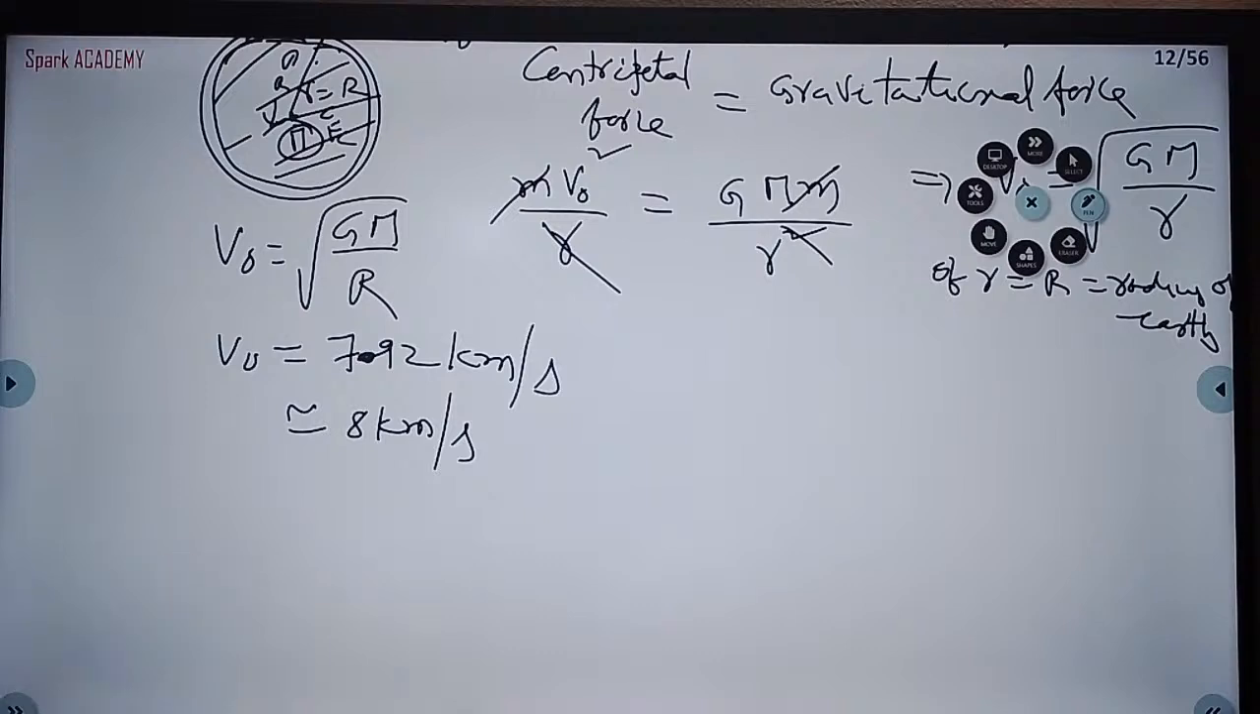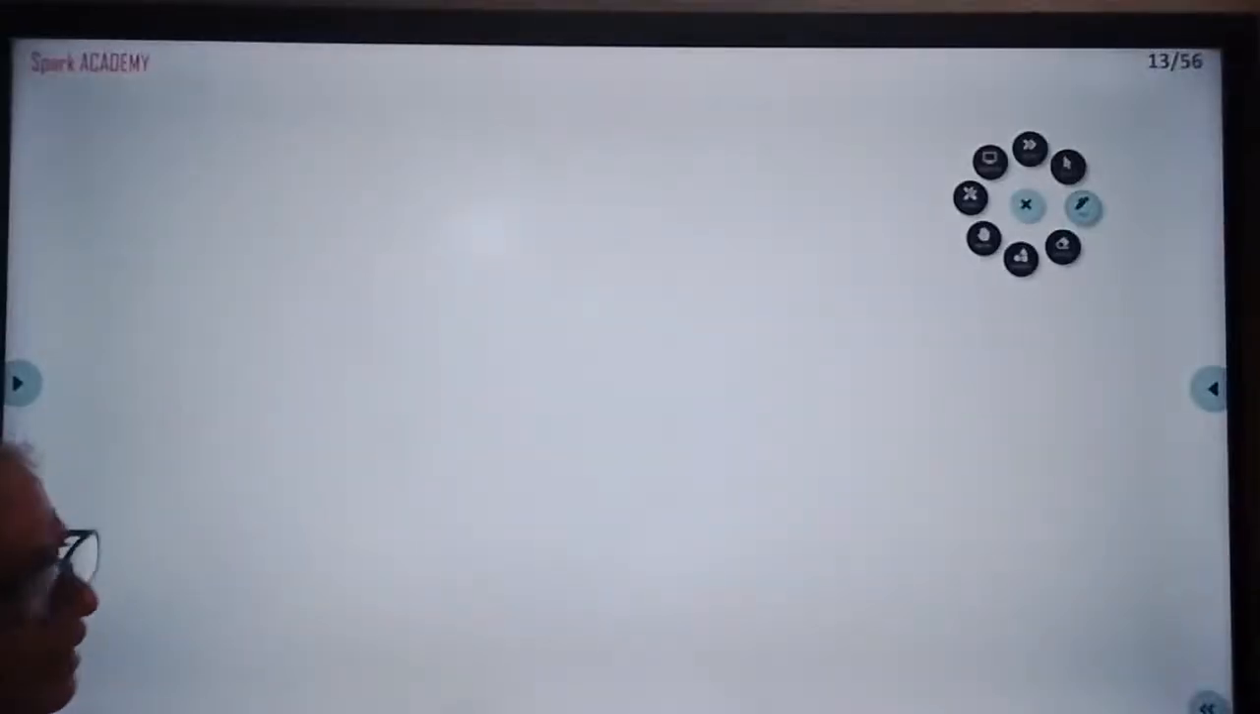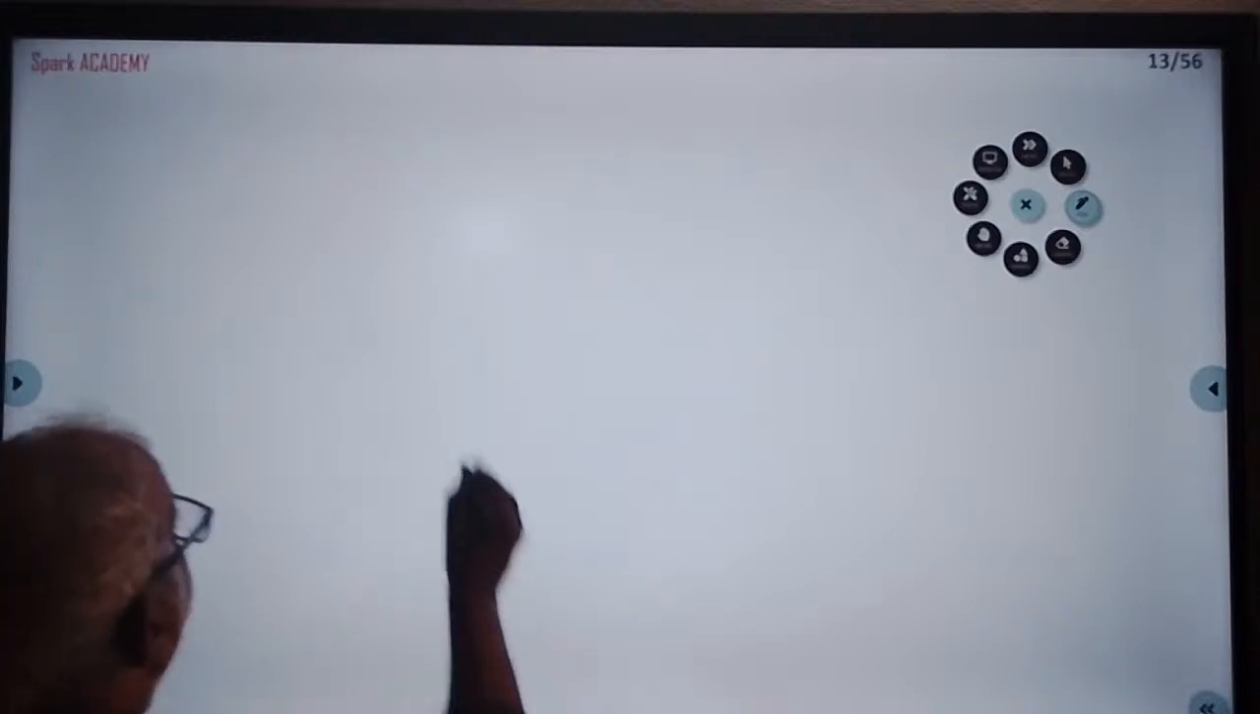A satellite is revolving in a circular orbit around the Earth, very close to Earth. This is called an earthbound satellite, or surface satellite. So this is a very, very important derivation. Now I am telling you, derive the expression for escape velocity.